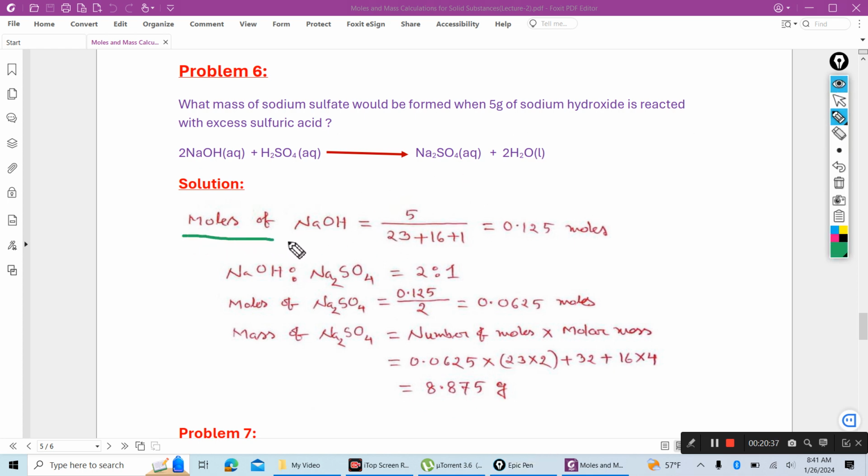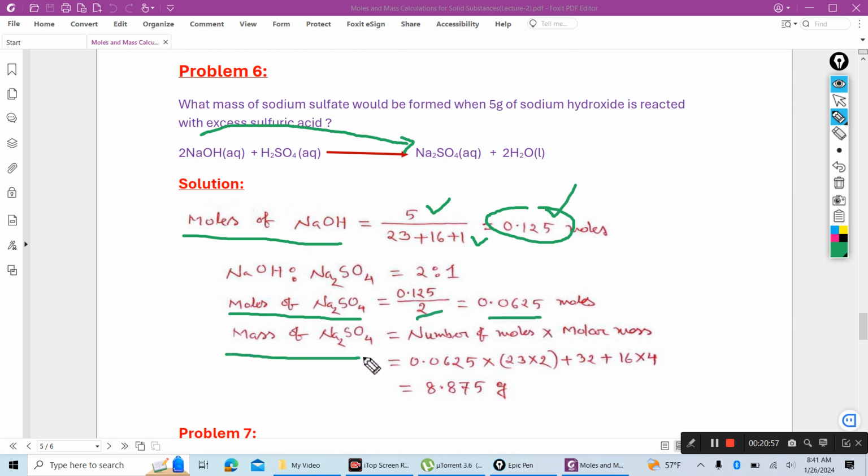Okay, moles of sodium hydroxide, mass divided by molecular mass, this value. So moles of sodium sulfate will be half of this. Moles of sodium sulfate, this value divided by 2, we get this value. Now mass of sodium sulfate, number of mole times molecular mass, we get this value, 8.875 gram.